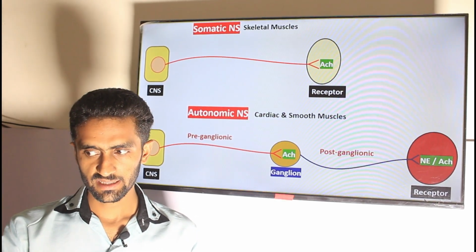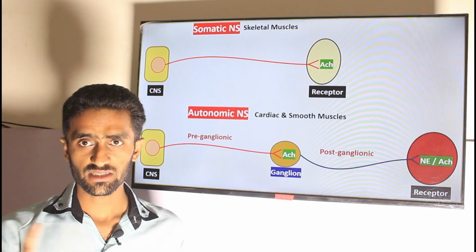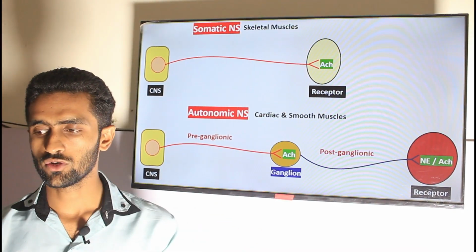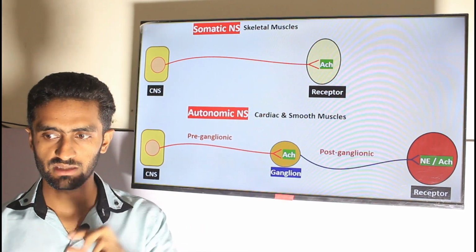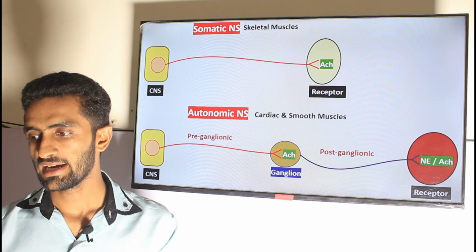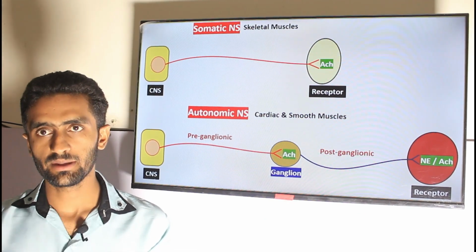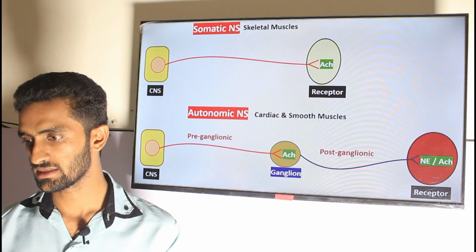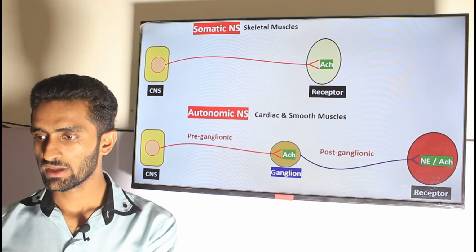Another important thing: you can see the first fiber, whether you are looking at somatic or autonomic, the first fiber releases acetylcholine, meaning they are cholinergic type, and the postganglionic may release norepinephrine or acetylcholine, depending upon sympathetic or parasympathetic. So we can go forward.